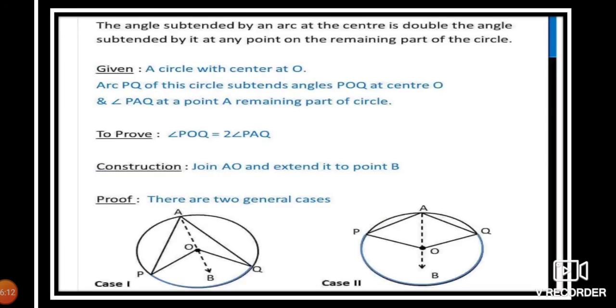Next, the angle subtended by an arc at the center is double the angle subtended by it at any point on the remaining part of the circle. Observing carefully, this is also a very easy theorem. A circle with center O, arc PQ of the circle subtends angle POQ at center O and angle PAQ at a point A on the remaining part of the circle.